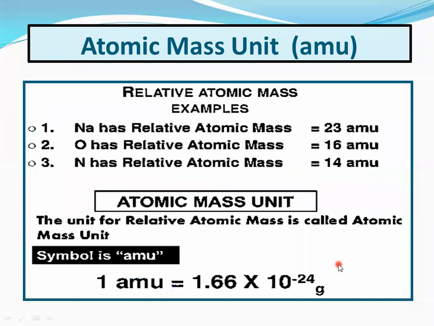So we can say atomic mass unit is a unit, amu. Relative atomic masses of some examples: sodium has relative atomic mass 23 amu, oxygen has 16 amu, and nitrogen has 14 amu. The unit of relative atomic mass is called the atomic mass unit, and the symbol is amu, all in small letters. 1 amu is equal to 1.66 times 10 to the power minus 23 gram.